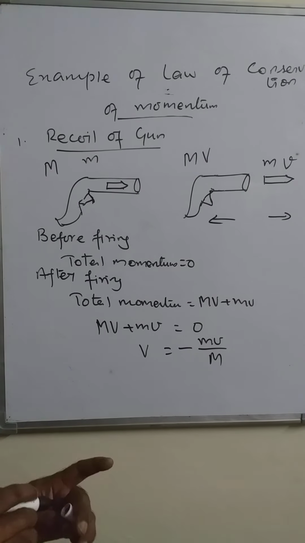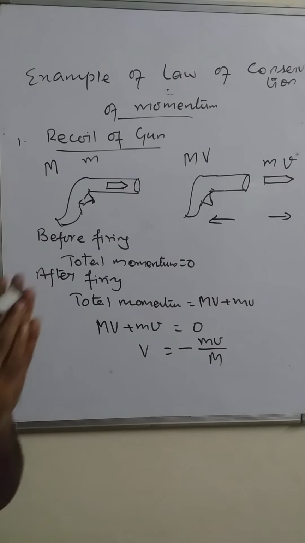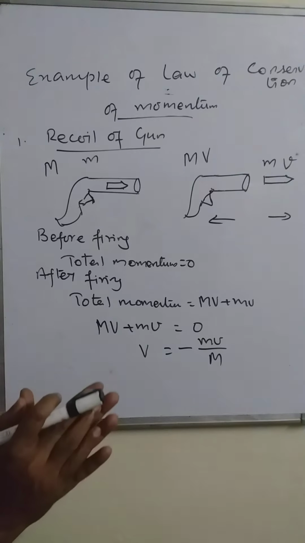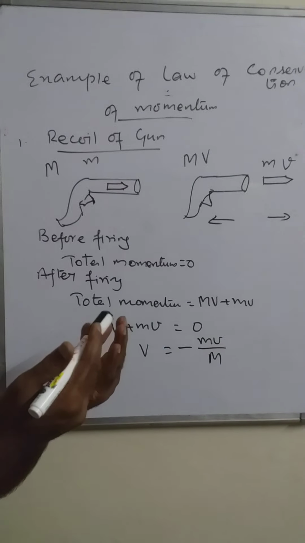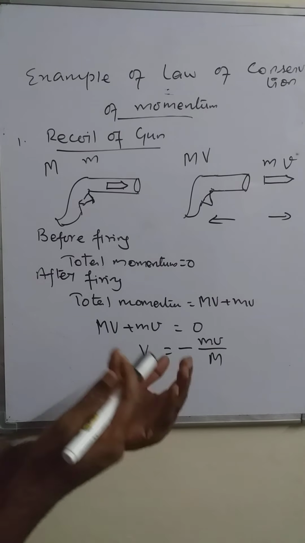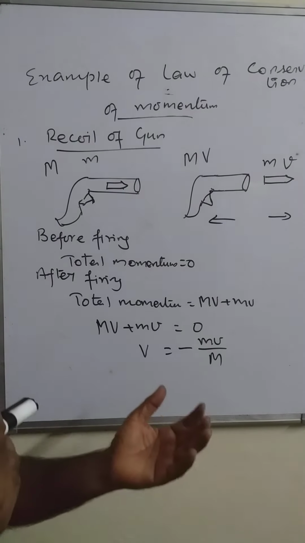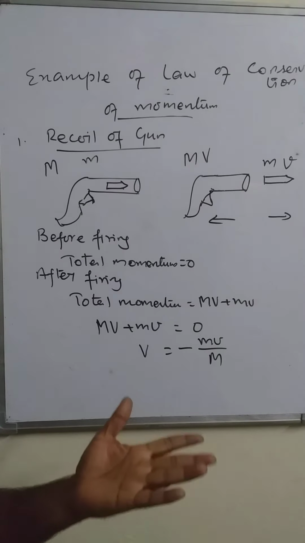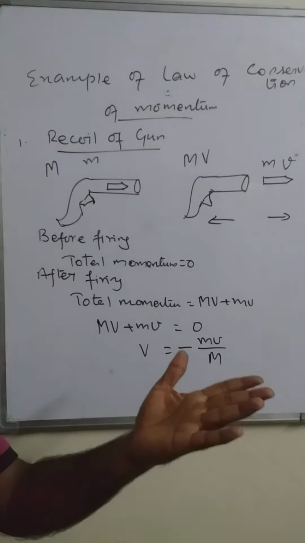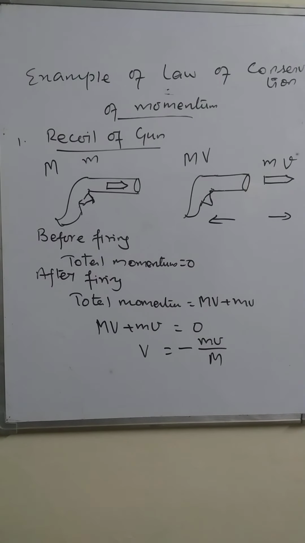A gun, rifle, or a cannon, anything that is fired. In that condition, if it is a gun, the gun moves in the backward direction. If it is a rifle, then the rifle also moves in the backward direction. In every case, if a shell is fired from a cannon, the shell moves in the forward direction, and the cannon moves in the backward direction.